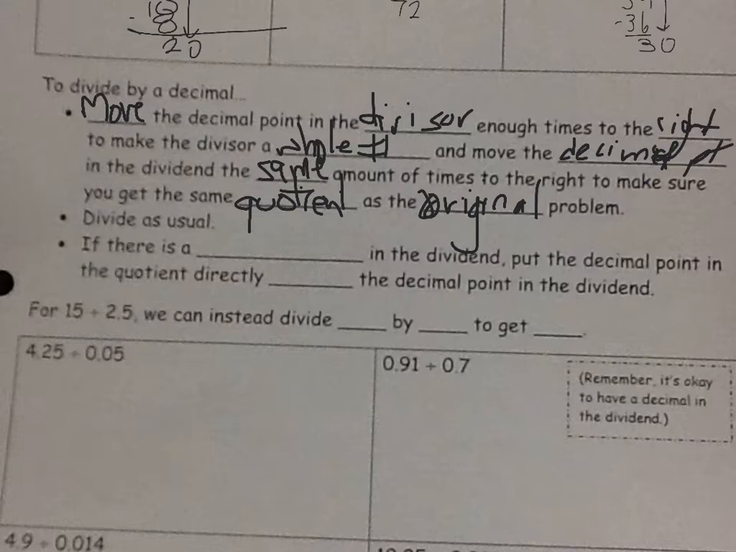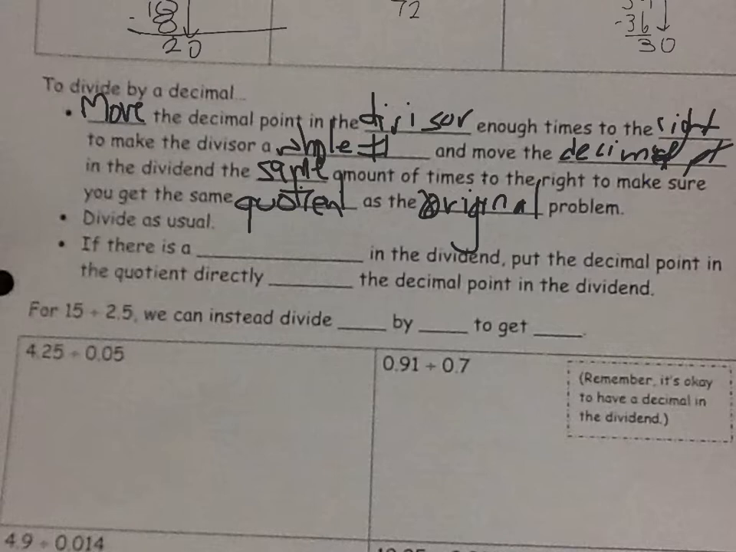All right, so let's reiterate what that says so I can make sure I didn't mess up any of the wording, and you can try to fill in anything you weren't able to write in because of the chicken scratch. Move the decimal point in the divisor enough times to the right. Yes, I got it correct. To make the divisor a whole number, and move the decimal point in the dividend the same amount of times to the right to make sure you get the same quotient as the original problem. I did it, yay!